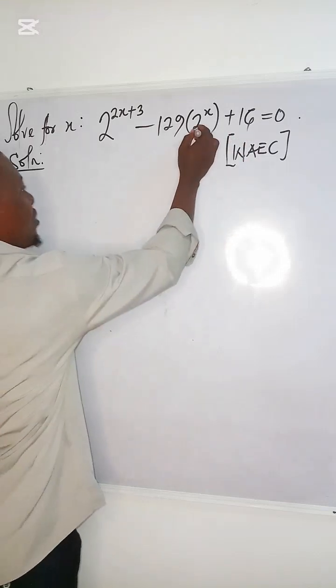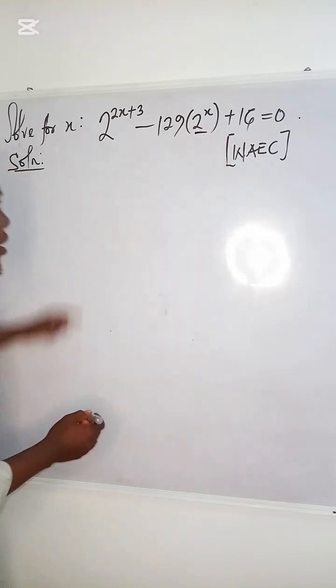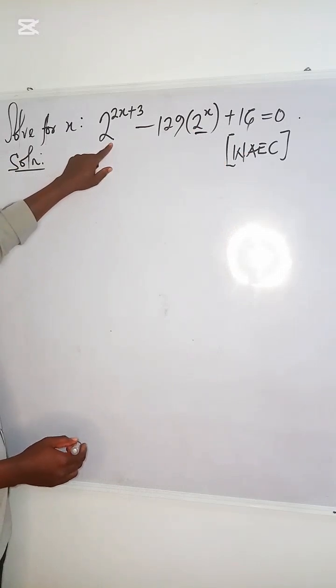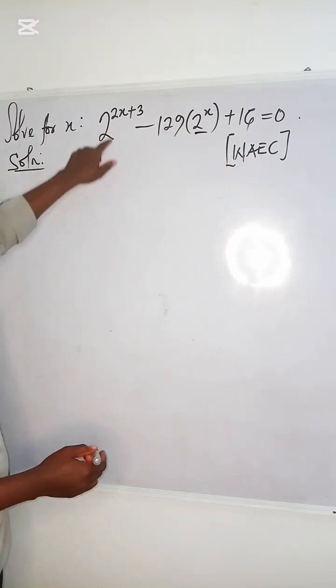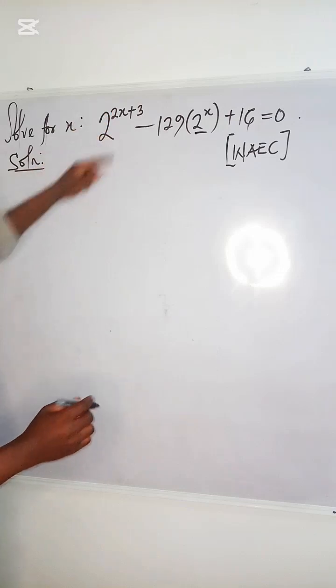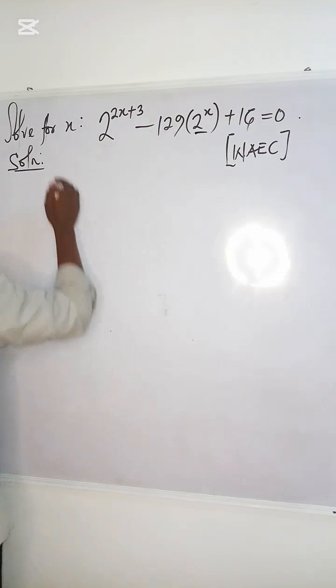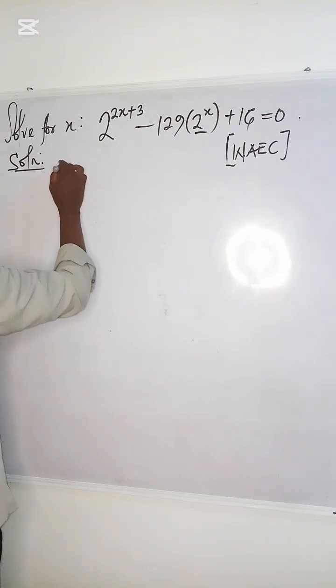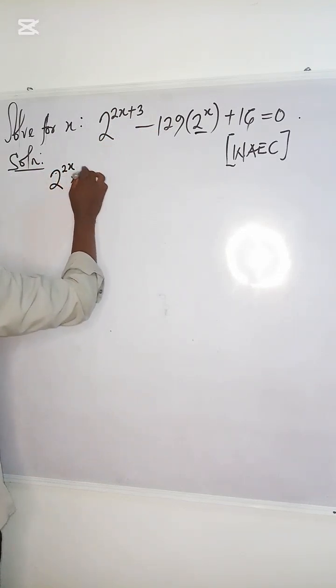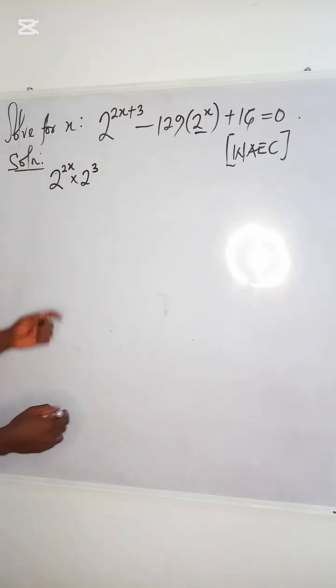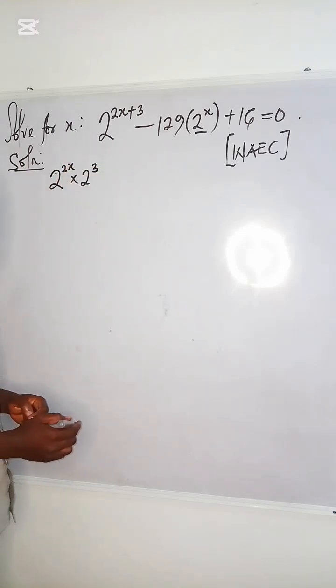But observe here, we have 2 to the power of x here, and we have something similar here, right? Let this stand alone to be 2 raised to the power 2x or x alone. Now, this is 2 raised to the power 2x plus 3, right? Can we say that this can be written as 2 raised to the power 2x times 2 raised to the power 3? Okay? From our elementary law of indices, right?